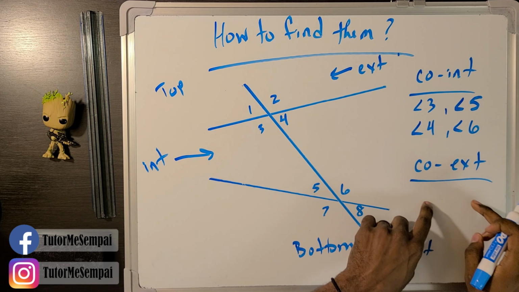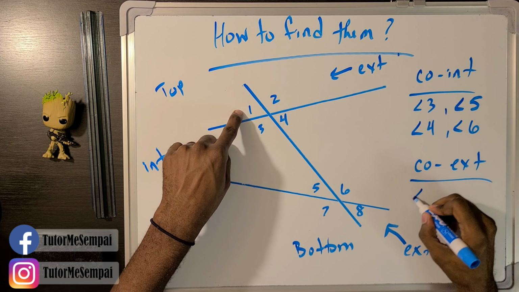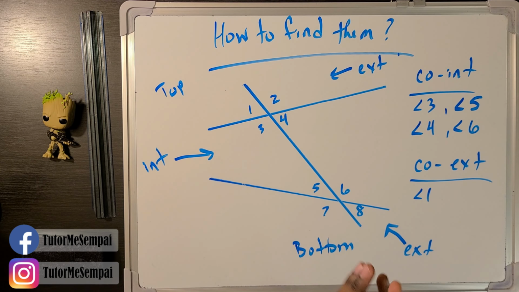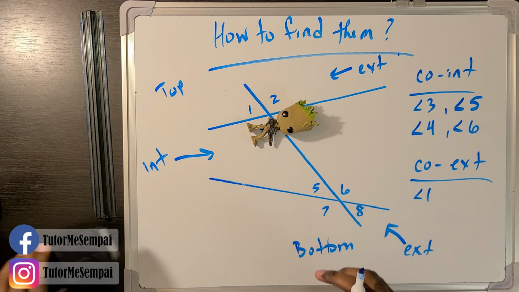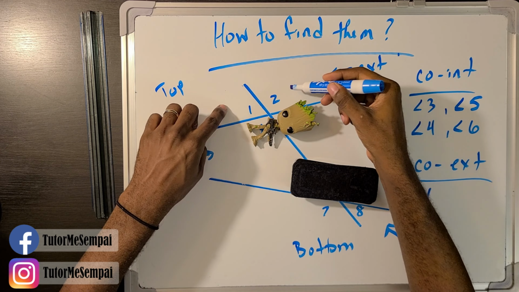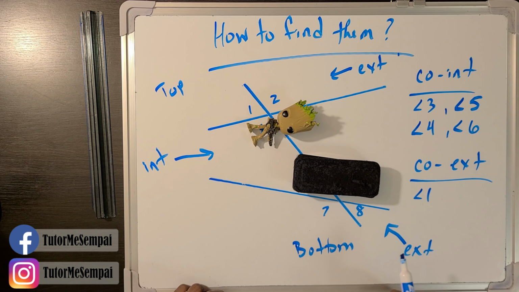Now let's look at co-exterior. Once again, we want one up here and one down here. So we have angle 1 and what's going to be our consecutive one. Now this one is a little different, right? Because we have all that space there. So let's hide some of these unnecessary numbers, and we're only focusing on 1, 2, 7, and 8 here, right? 1, 2, 7, and 8.